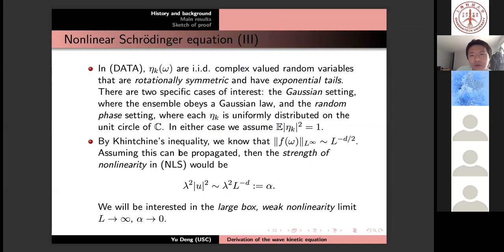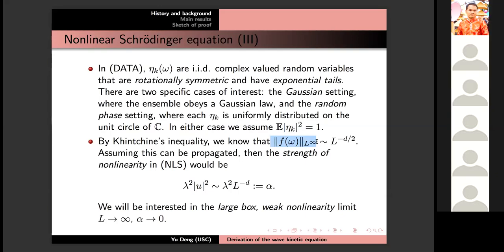This actually gains you a lot of derivatives compared to the Sobolev embedding. If you apply this inequality, in the rescaled setting the L2 norm of f is comparable to 1, so the L infinity norm of f is comparable to L to the minus d over 2, which gains you a lot.